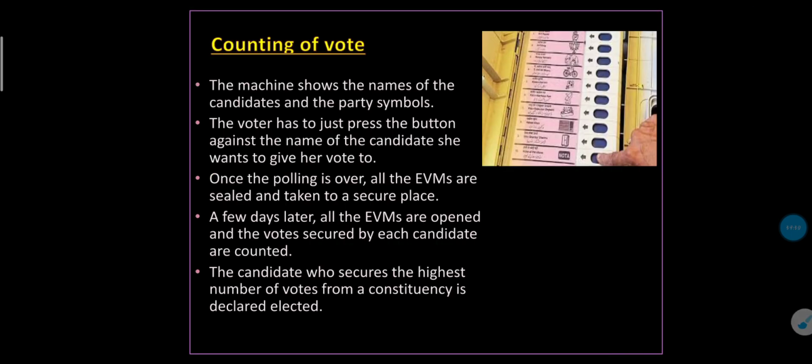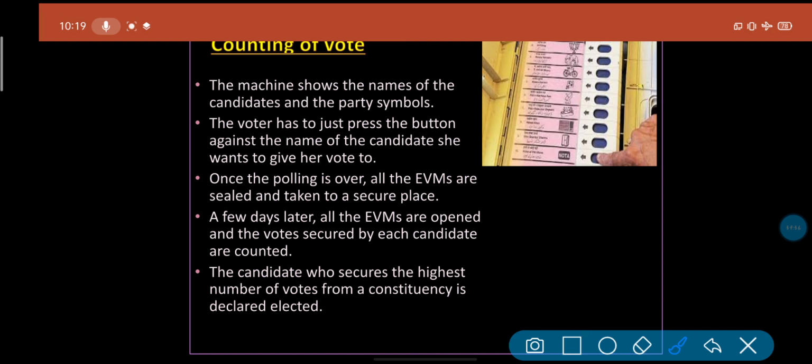Now it's a matter of the counting of the votes. How are the votes counted? If you see the picture of the machine, you will get to know that the name is there along with the political party's name and symbol, and the voter just has to press the button according to their preference. Against each and every name, there is a button given. The candidate whom they want to see as a winner, they just press the button against that candidate's name to give their vote.